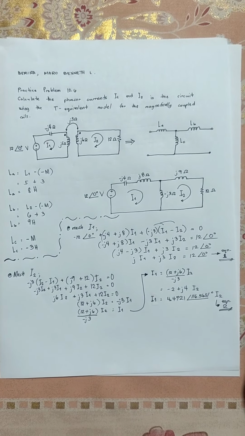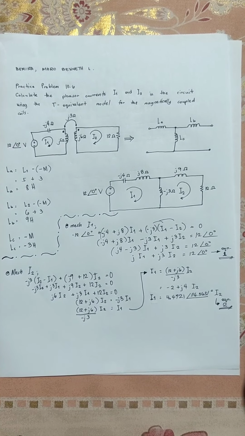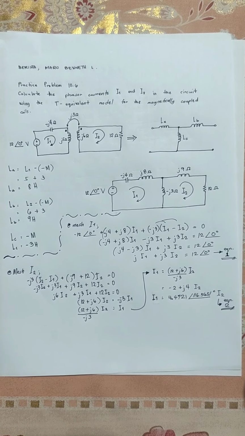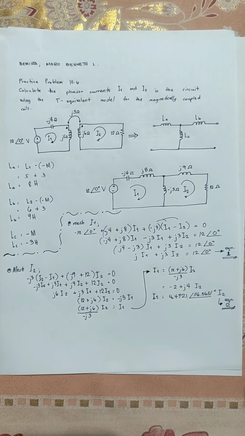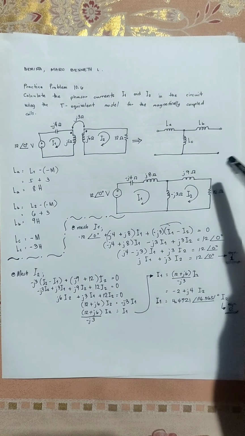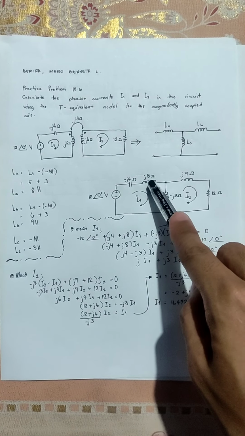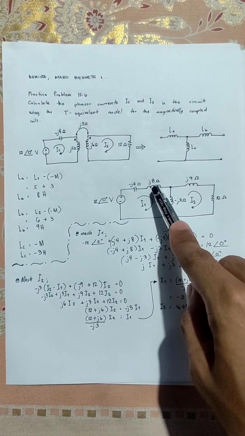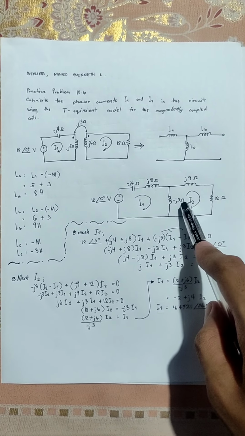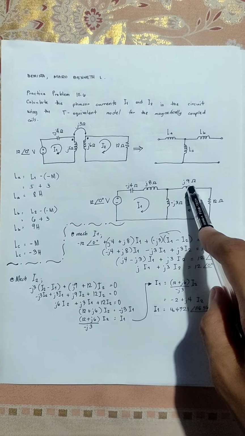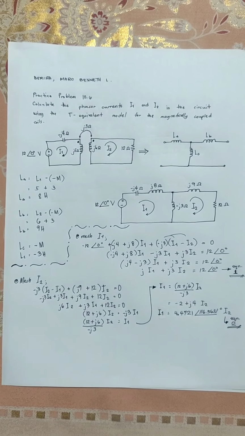Now we will redraw the main circuit and convert the coils into the equivalent model. We have L sub A equal to j8 ohms, L sub C negative j3 ohms, and L sub B j9 ohms.